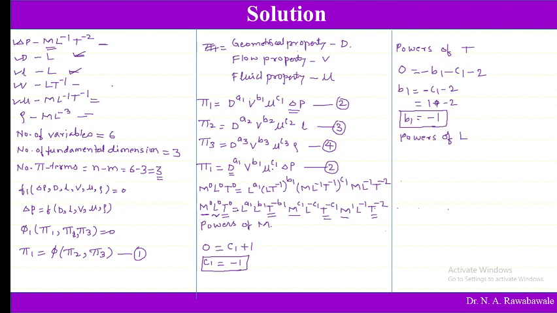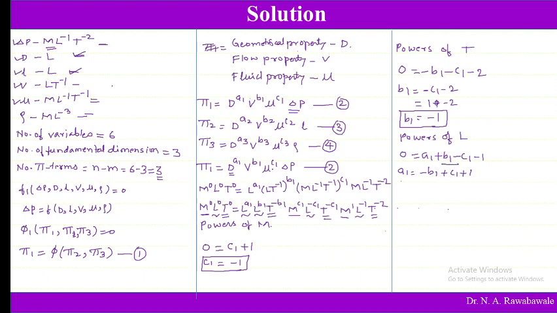So power of L on left hand side is 0, is equal to, here power of L is a1, then b1, then minus c1, then minus 1. So 0 = a1 + b1 - c1 - 1. We obtained b and c, so we are left with a. So a1 is equal to minus b1 plus c1 plus 1.